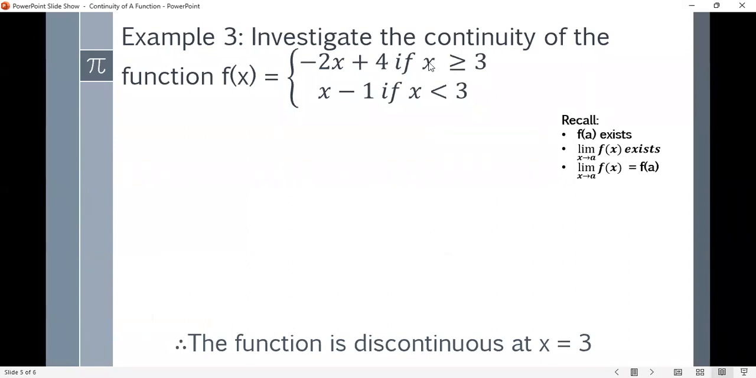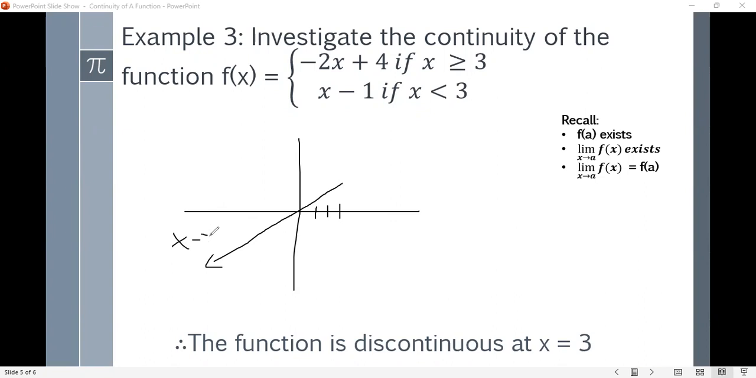So, paano naman yung graph nitong example number 3 natin? Ano ba, tayong Cartesian plane dito. Ito po yung x minus 1.